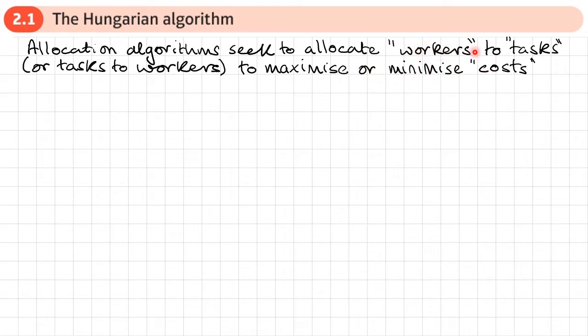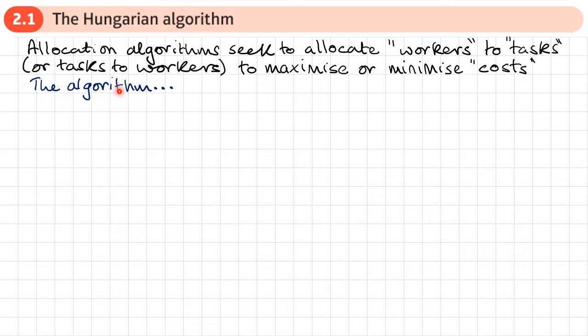Now, I put workers and tasks in quotes because they may not necessarily be called workers or tasks, but it's about allocating one thing to another. And I've put costs in quotes because the costs, for example, may be distances. They may not necessarily be something of monetary value. But the idea is to allocate one set of things to another, either to maximize a cost or to minimize a cost. So let's have a look at what this Hungarian algorithm is.